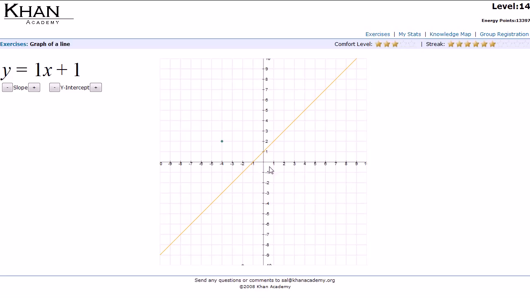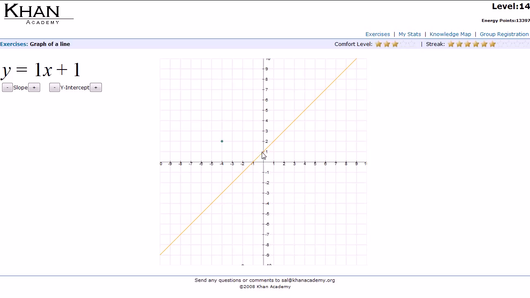So this is a screenshot of that module right here. And the idea is essentially to change this line. And this line right here in orange is the line specified by this equation right here. So right now it's the equation of the line 1x plus 1. It has a slope of 1. You can see that. For every amount it moves to the right, it moves up exactly 1. And it has 1 for its y-intercept. It intersects the y-axis at exactly the point 0, 1.